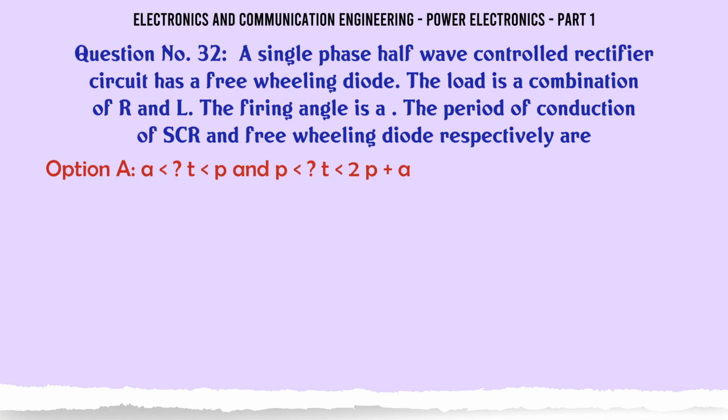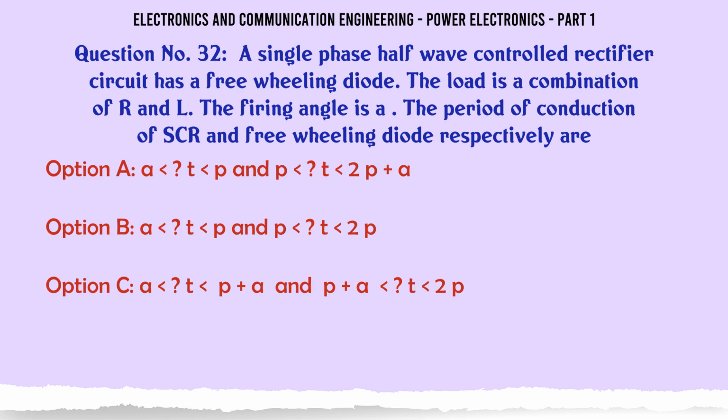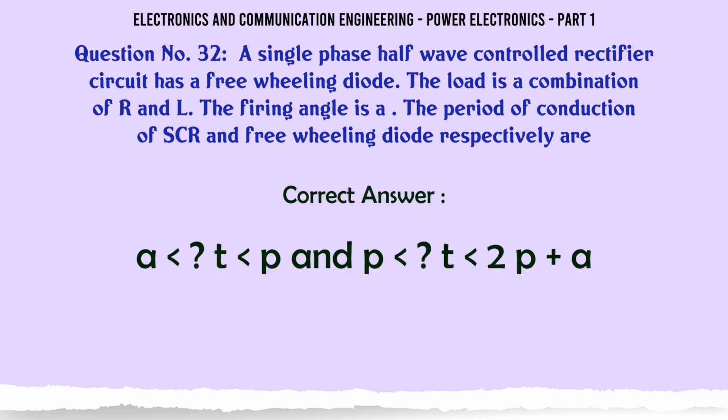A single-phase half-wave controlled rectifier circuit has a freewheeling diode. The load is a combination of R and L. The firing angle is alpha. The period of conduction of SCR and freewheeling diode respectively are A alpha to pi and pi to 2pi, B alpha to pi and pi to 2pi, C alpha to pi and pi to 2pi, D alpha to pi and pi to 2pi plus alpha. The correct answer is alpha to pi and pi to 2pi plus alpha.